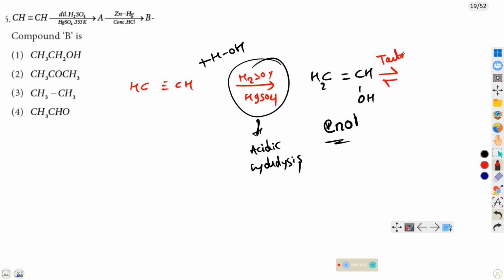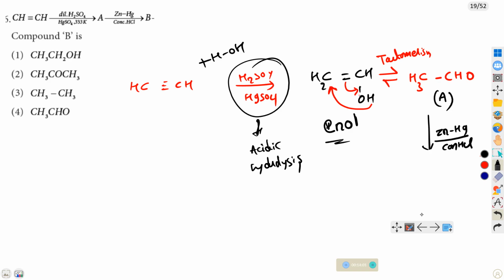If it participates in tautomerism, then what happens? Proton is shifted towards the unsaturated carbon containing more number of hydrogens. Pi bond is shifted towards the oxygen side. Then it gives CH3CHO, aldehyde. This is compound A. Aldehyde reacts with zinc amalgam and concentrated HCl. Then the reaction is Clemmensen reduction. Aldehydes are converted to alkanes.